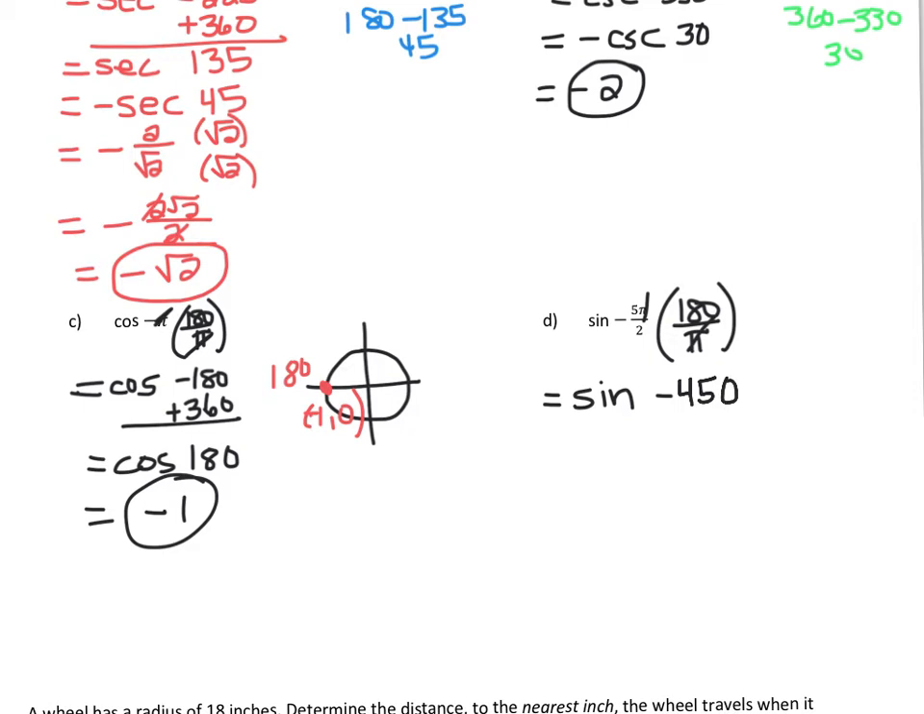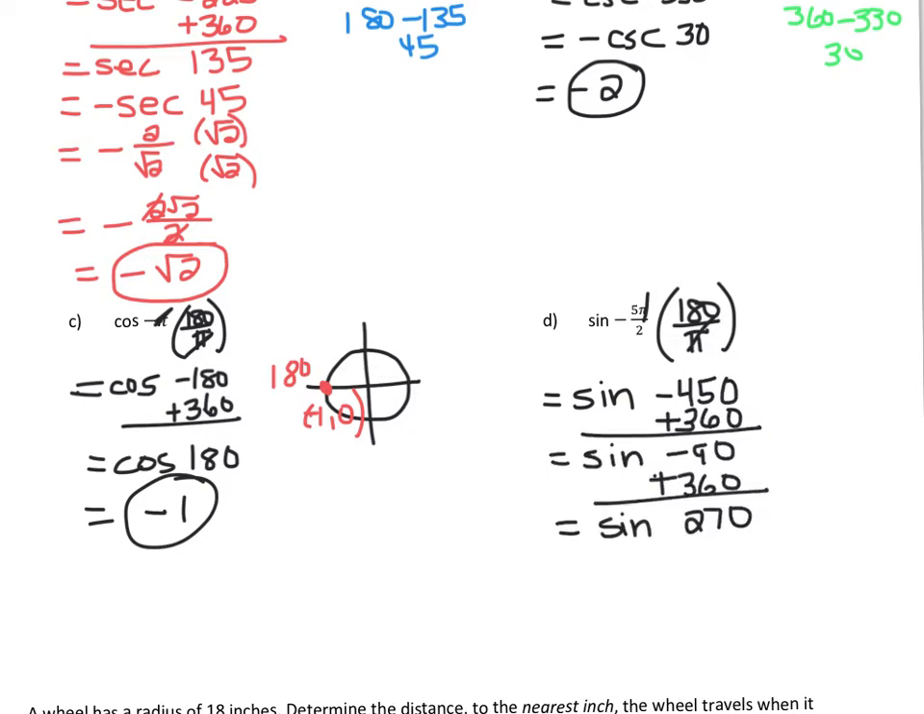Okay, so since we have a negative angle, we add on 360, right? We're trying to make it positive by adding on full circles. When we add on positive 360, we're still at a negative angle. We're still at negative 90. So I have to add on another 360. You've got to keep going until it becomes a positive angle between 0 and 360. I get 270. So this is sine of 270.